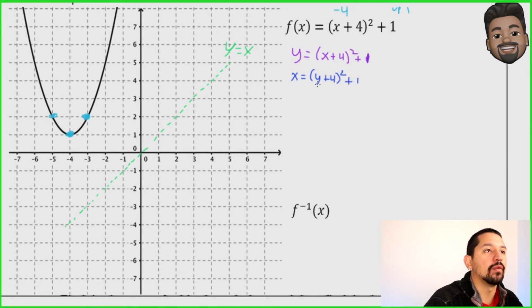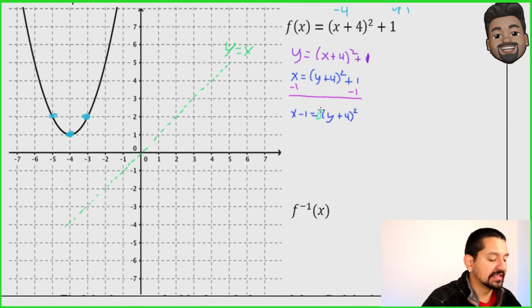Now we need to solve for y to undo order of operations and find the inverse. So let's subtract 1 from both sides. Shazam, like this. And we're going to get x minus 1 is equal to y plus 4. Now, this one's a tough one, right? There's no number in front here. If there was, say, a 3, we would need to divide both sides by 3, just like we did with a linear function. But since there is no number here, we're now going to go ahead and get rid of the power of 2.